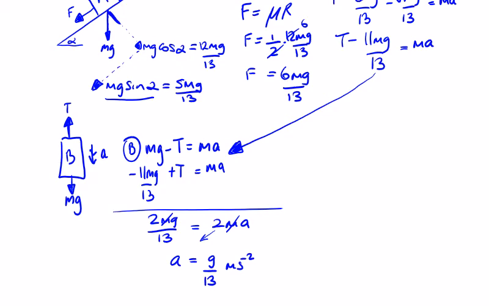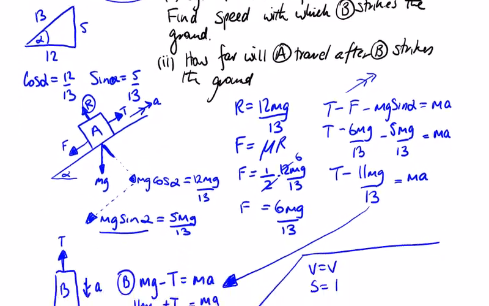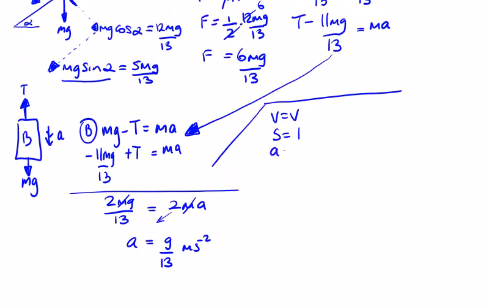Now we can solve for the speed B hits the ground. So we're asked for the speed. We know the distance is 1. Just double check. Yeah, the distance here is 1 meter. We now have our acceleration, g over 13. And we know that the system started from rest, so u is equal to 0.